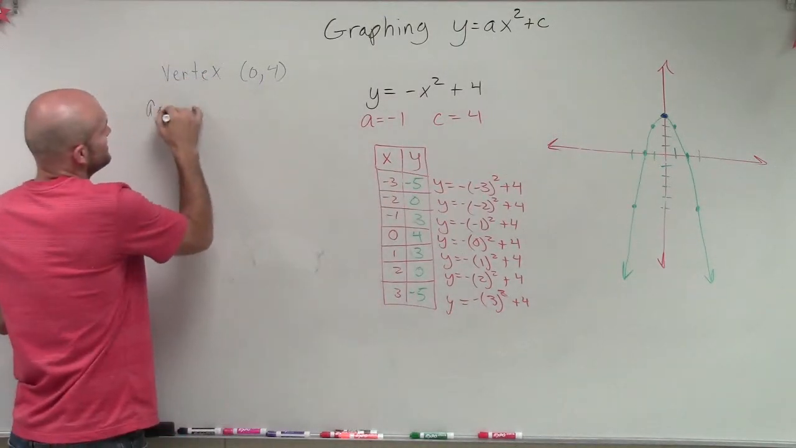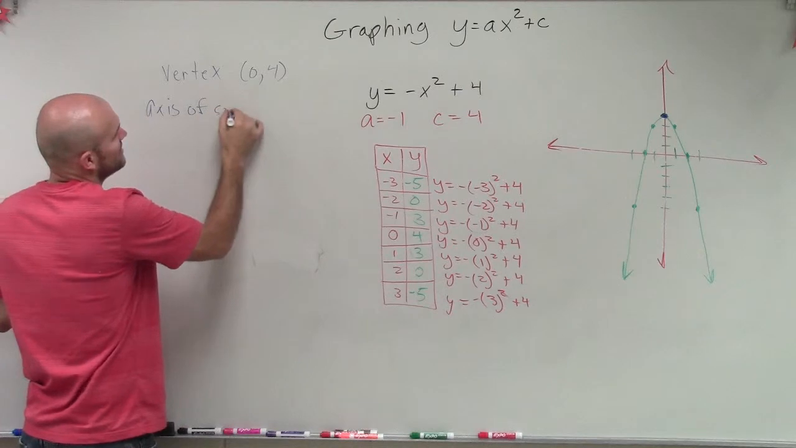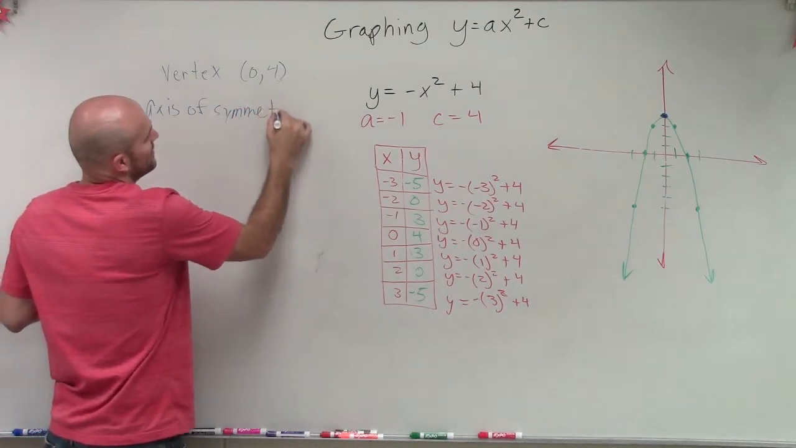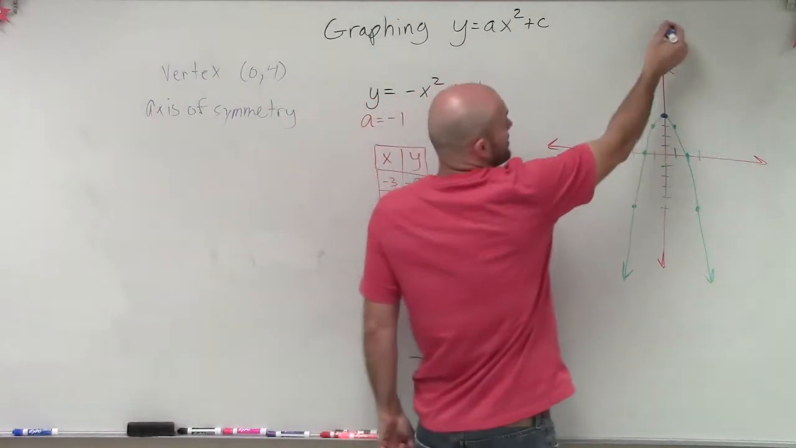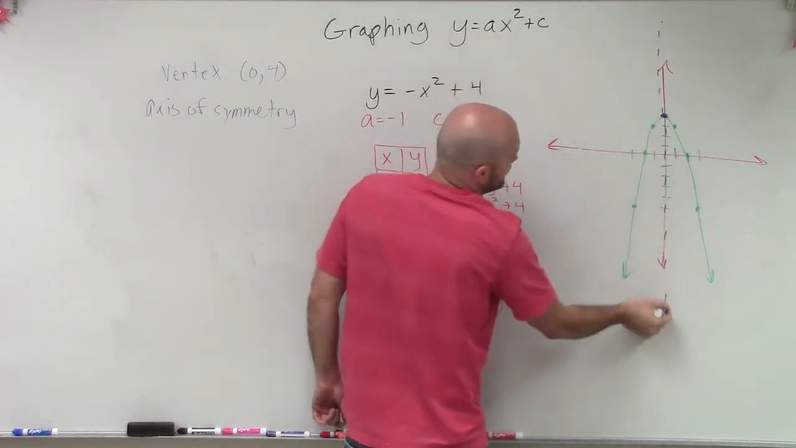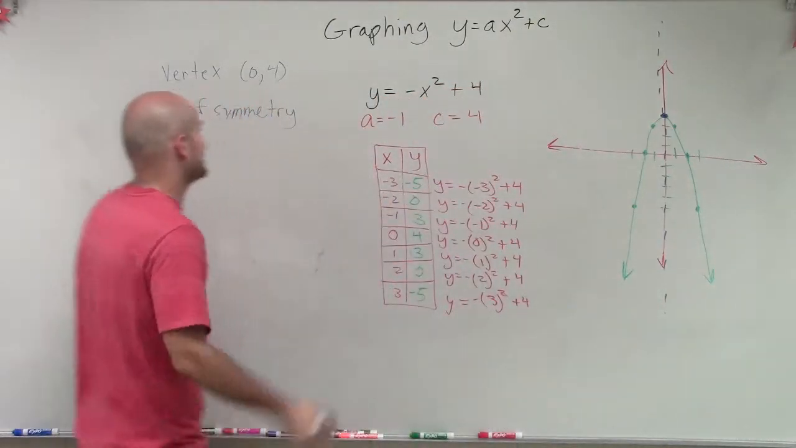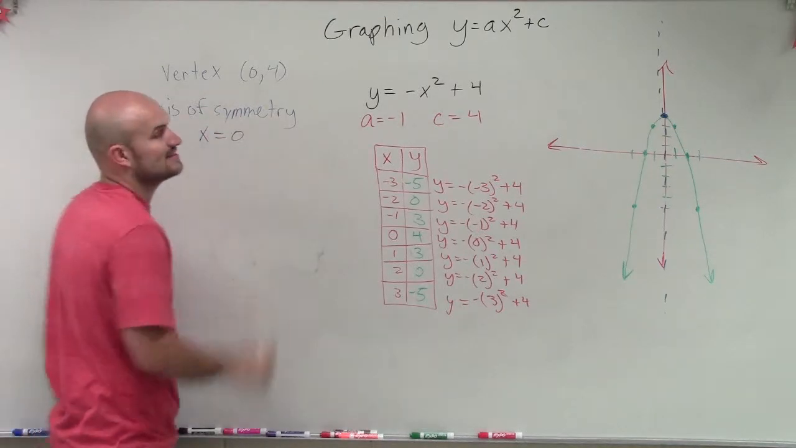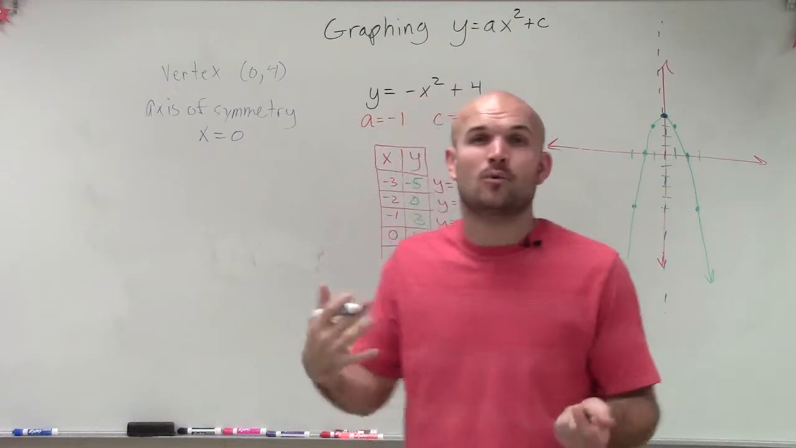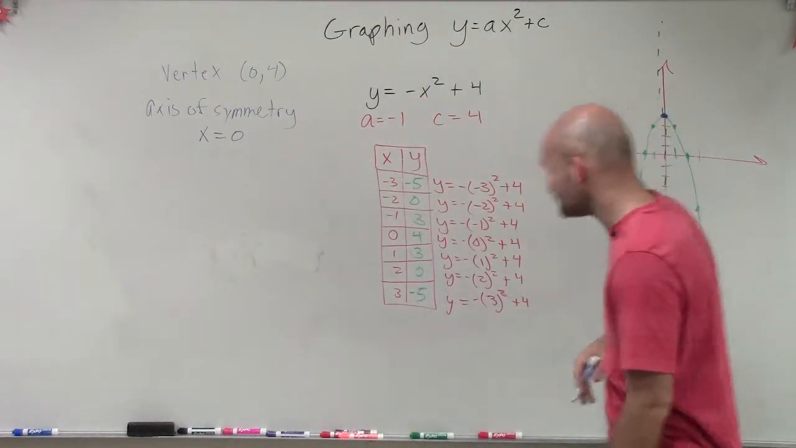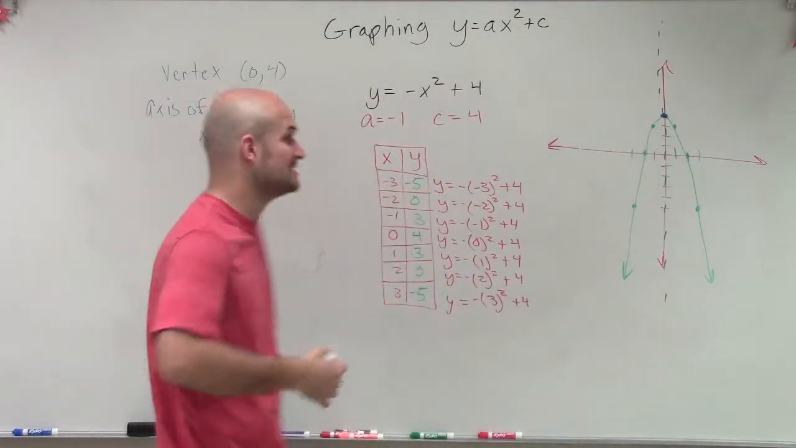Let's look at the axis of symmetry. We've already talked about the axis of symmetry, and when we started this, we chose points to the left and to the right of it. But now you can see via the graph that the axis of symmetry is at x equals 0. And that's always going to be the case when we're graphing y equals ax squared or y equals ax squared plus c. Now, there's something that's going to be different.